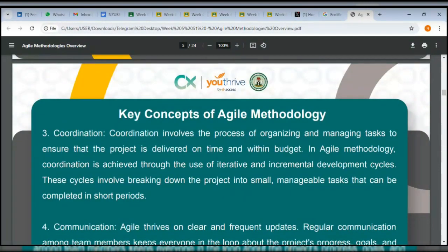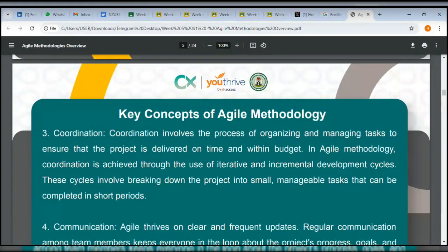Coordination. Coordination involves the process of organizing and managing tasks to ensure that the project is delivered on time and within budget. In Agile methodology, coordination is achieved through the use of iterative and incremental development cycles.